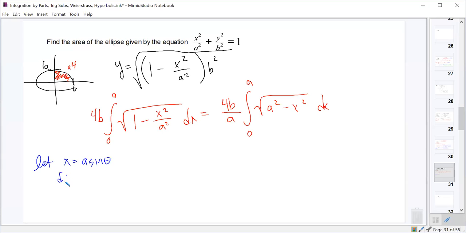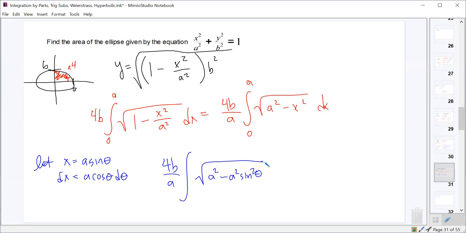A sine theta, and dx will be a cosine theta d theta. And so this ought to become 4b over a times an integral of, and we'll have root a squared minus a squared sine squared theta, times dx, which was a cosine theta d theta. And then we've also got to change our limits of integration because we've done a substitution.